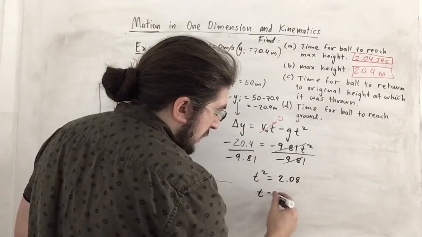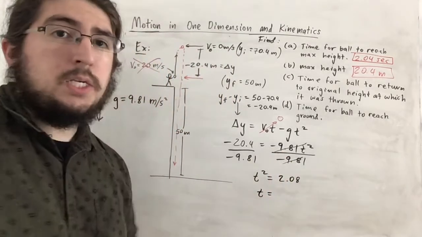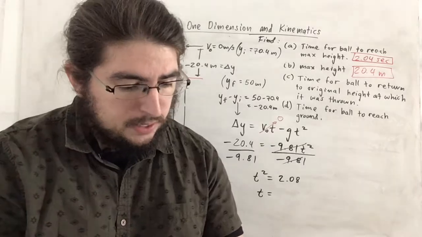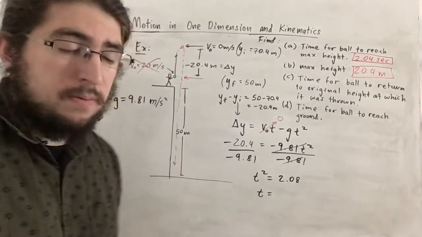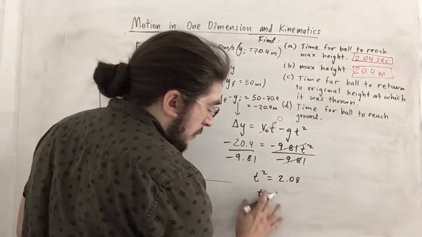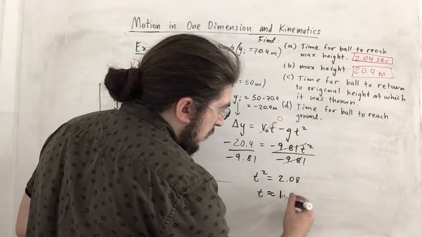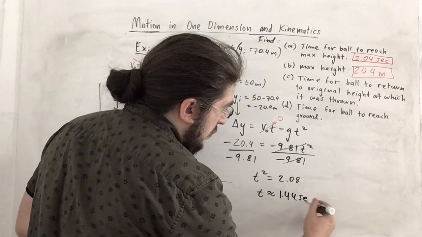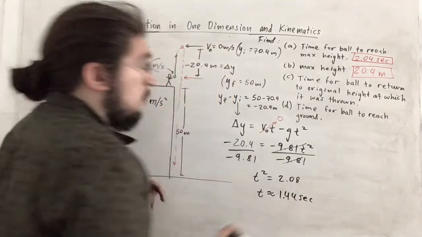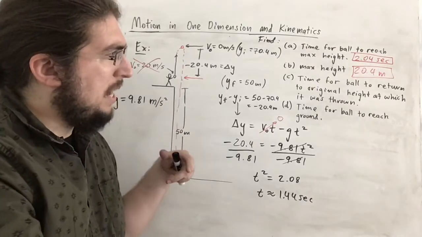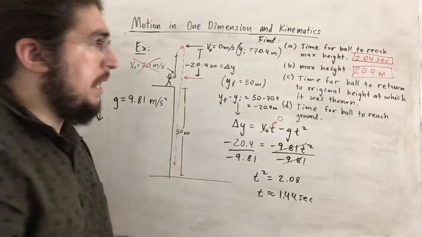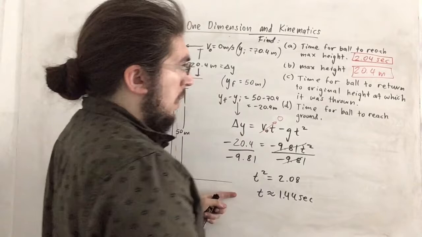And if we square root to get t by itself, the square root of 2.08, I'm going to leave it as is in my calculator. So I'm going to square root the previous answer to remain super accurate, and I get about 1.44 seconds. So it takes 1.44 seconds for it to come back down. So it comes back down faster than it actually reached its max height. It's kind of interesting.